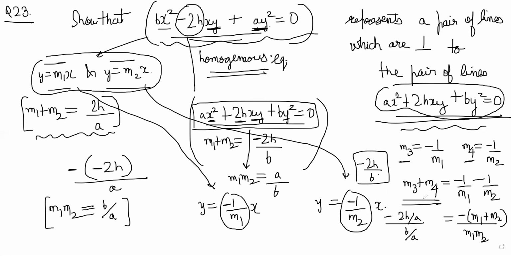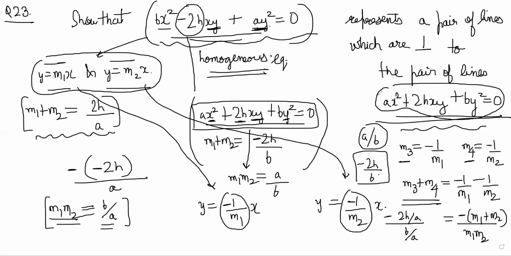And m3 into m4 will be 1 by m1 m2, right? Which is going to be a by b, right? 1 by m1 m2 is a by b. Oh, okay. m1 m2 is b by a, no? So m3 into m4 is 1 by m1 m2, right?